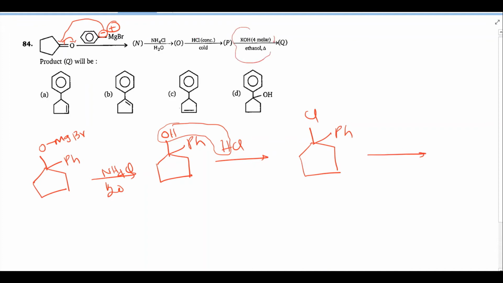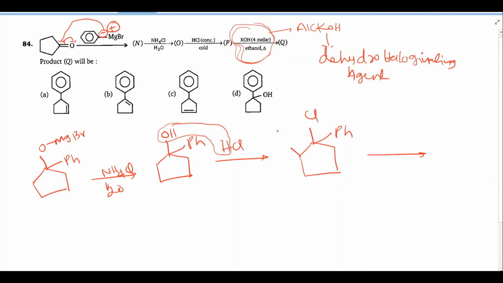Now this is the next reagent, you can observe that. This is alcoholic KOH. Please observe that. This alcoholic KOH is used as a dehydrohalogenating agent. Then you are going to get, I will write this reaction.